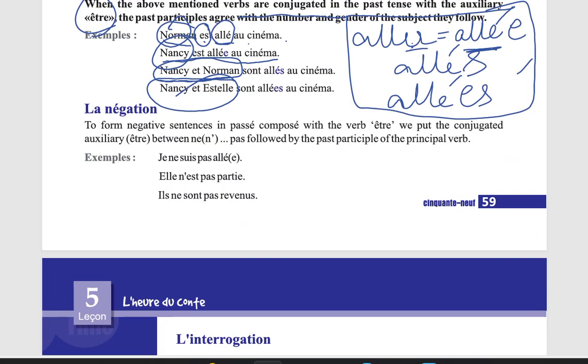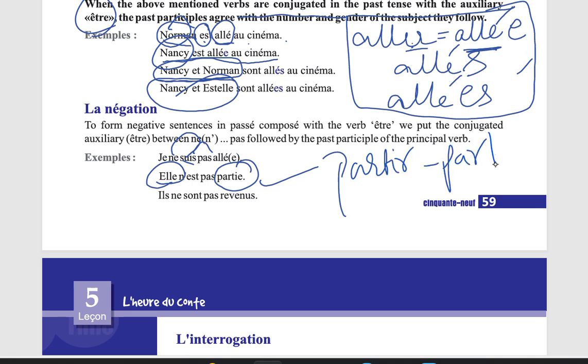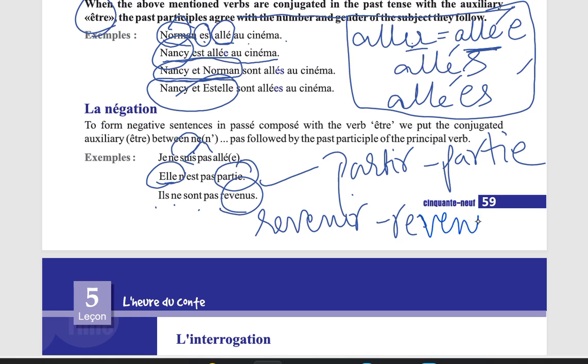Negation again, être verb. With avoir, ne, avoir, pas. With être verb, ne, être, pas. Je ne suis pas allé, elle n'est pas partie. Si, elle est feminine. So parti, otherwise see. Partir is an IR verb. The participle passé of partir is parti, but it is feminine, we will use e, partie. Ils ne sont pas revenus. Again, students, revenir verb, right? And then revenu, revenus, because it is masculine plural. That's why we are carrying the s here.